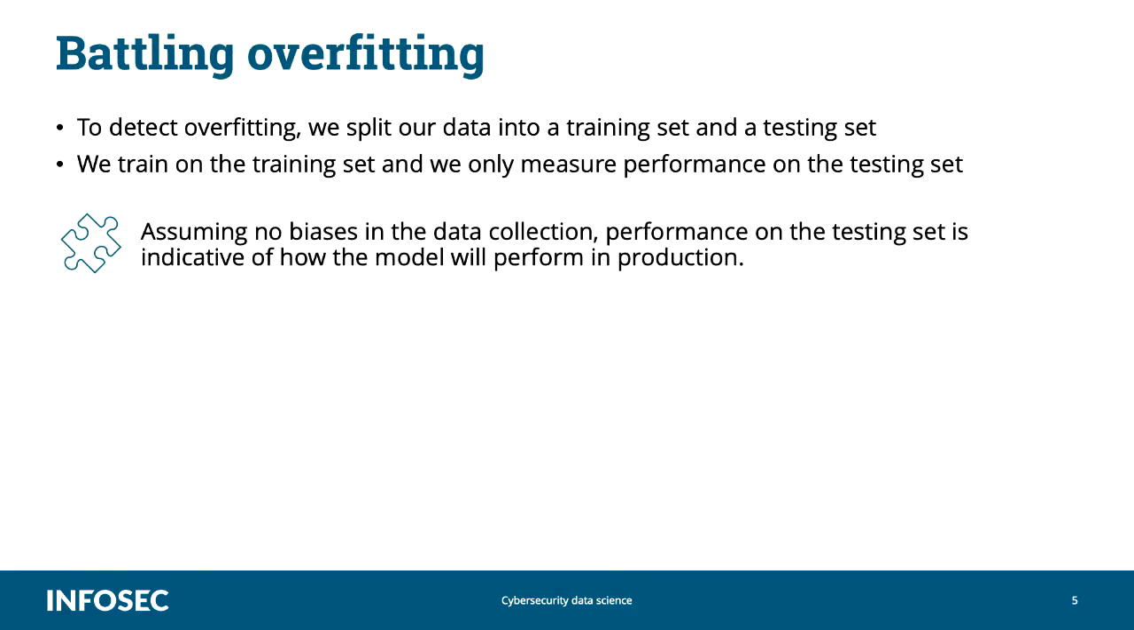In order to prevent overfitting, what we do is split our data into a training set and a testing set. We train our model on the training set, but the testing set we only use to measure the performance of our model. We don't train on the testing set, and we try to touch it the least possible, because every time you use the testing set, you are leaking a little bit of information and you are increasing your odds of overfitting. Assuming that your data is not biased in some way, the performance that you have on the testing set is an accurate measure of how your model will perform in actual production.